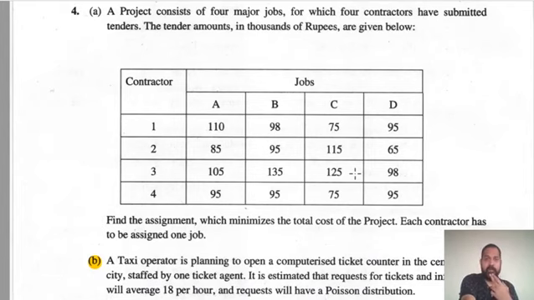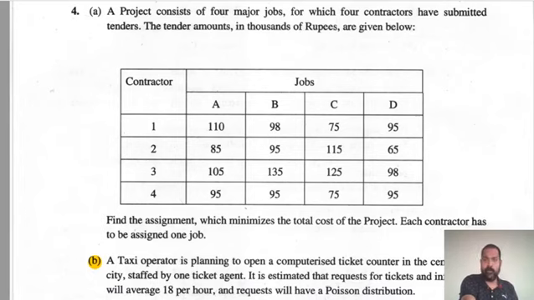A project consists of 4 major jobs for which 4 contractors have submitted their tenders. The tender amount in thousands of rupees is given below. Find the assignment which will minimize the total cost of the project. See, now when you are looking at it from a person who is hiring the contractors, I want the cost to be minimum. So I will minimize the cost. Each contractor can be assigned only 1 job. Exactly. Now you have to mention this because it could happen that I could give one contractor 2 jobs. He can employ different people to do the jobs. But they are saying every contractor will get 1 and only 1 job.